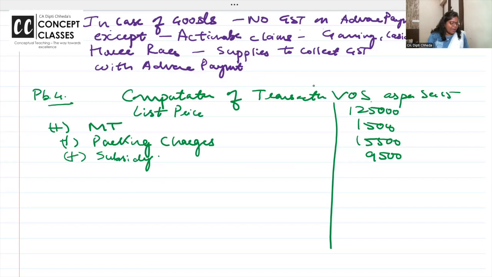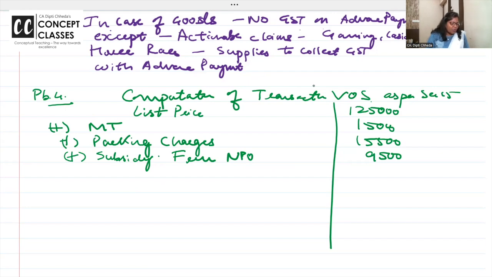Subsidies received by a private NPO: add back. And 1,25,000 is after considering this subsidy. So why have we added the subsidy? Because it is from an NPO. Had it been from the central or state government, we would not have taken it.